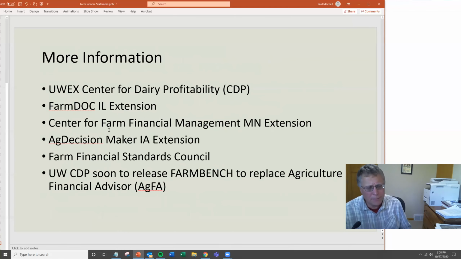So where to get more information, I think in the state here, Center for Dairy Profitability is probably the place to get the best stuff. Farm Doc at the University of Illinois, Farm Decision Outreach Central, DOC. In Minnesota, it's the Center for Farm Financial Management. We've talked about them already. They have some good stuff. Because they're so close to that part of Wisconsin, they actually do work in northern Wisconsin. Ag Decision Makers, Iowa State University's version of it, also has very good materials. Of course, you've got the Farm Financial Standards Council. And also note, University of Wisconsin CDP has been talking about releasing this FarmBench to replace AGFA, and it should be coming out soon.